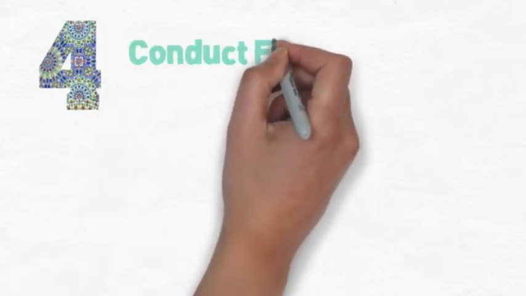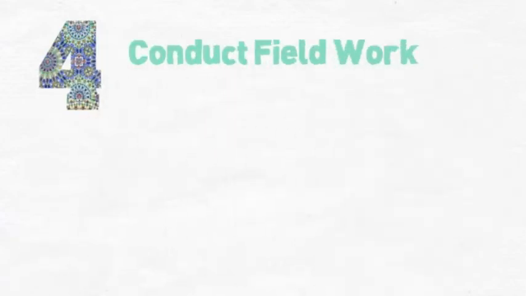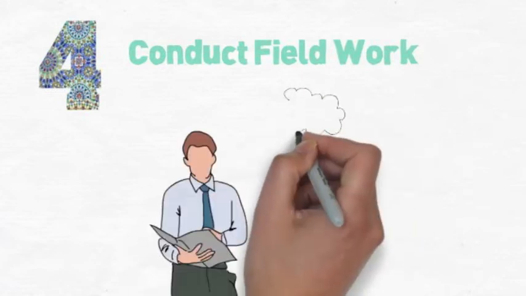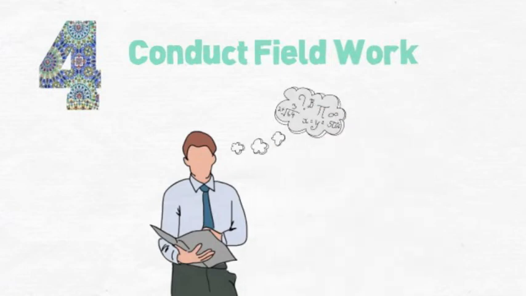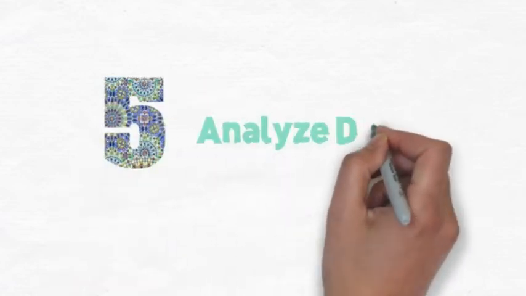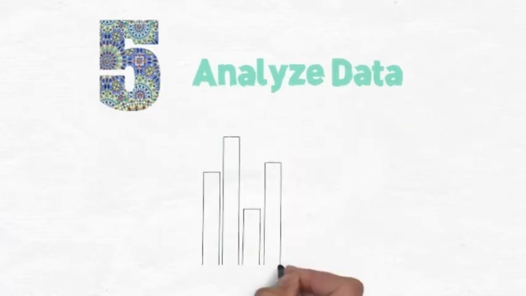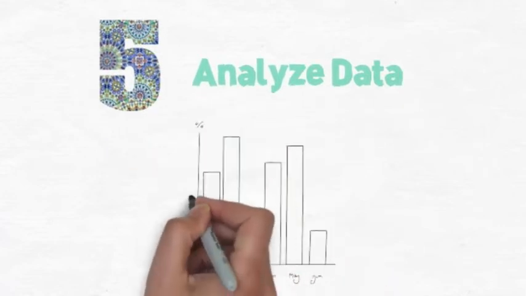Step 4. Conduct fieldwork. Researchers decide who will collect the data and where. They also appoint someone to manage the process and consider what training the enumerators might need to obtain the best quality data. Step 5. Analyze data. Researchers apply statistical techniques to produce data evidence that could be used for policy-relevant inquiries.